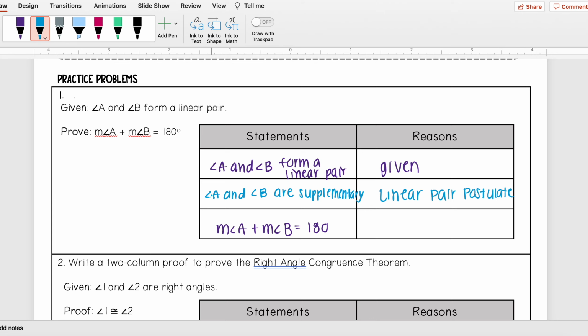And then this logically goes into my next step. Since angle A and angle B are supplementary, that means that the measure of angle A plus the measure of angle B is equal to 180. And what's my reason for that? That was my definition of supplementary, if you recall that from our previous unit.